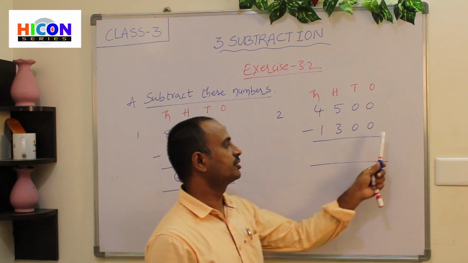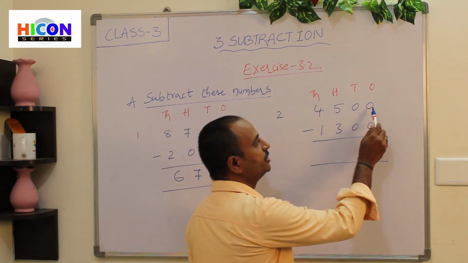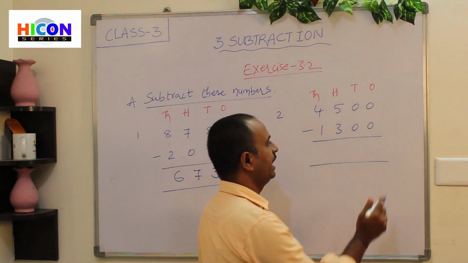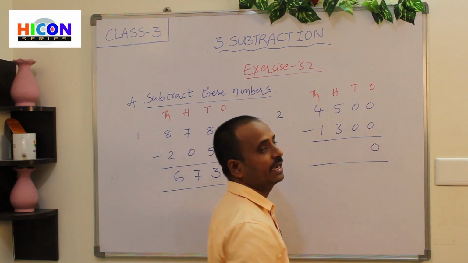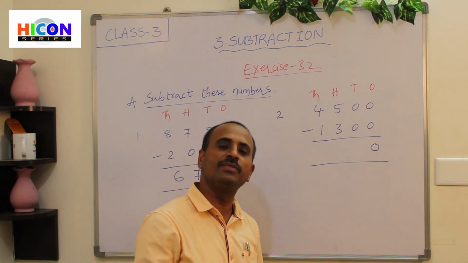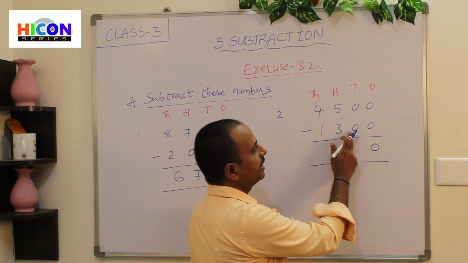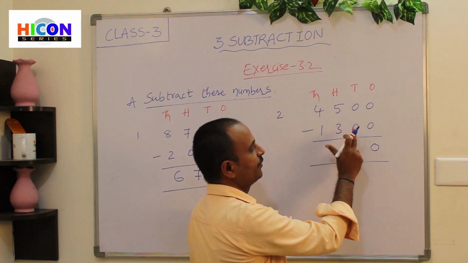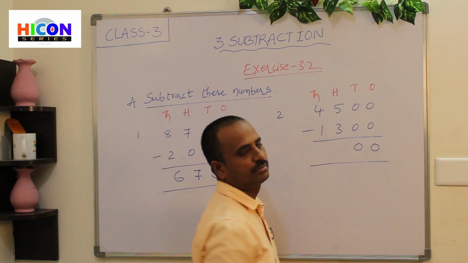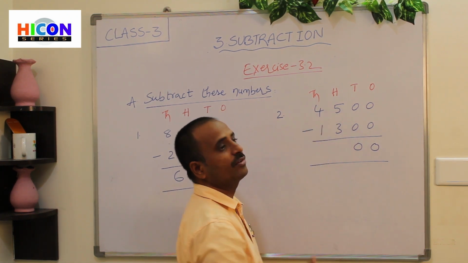Let us start from ones place. What are the digits present under ones place? 0 and 0. If we subtract 0 from 0, again we will get 0. According to the properties of subtraction, if we subtract a number from the same number, the answer is 0. Now go to tens place. Here also 0 and 0. If we subtract 0 from 0, again we will get 0. Next, go to hundreds place. What is the first number here? 5.